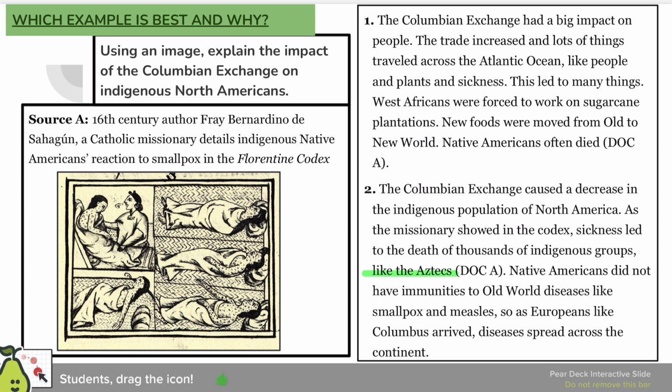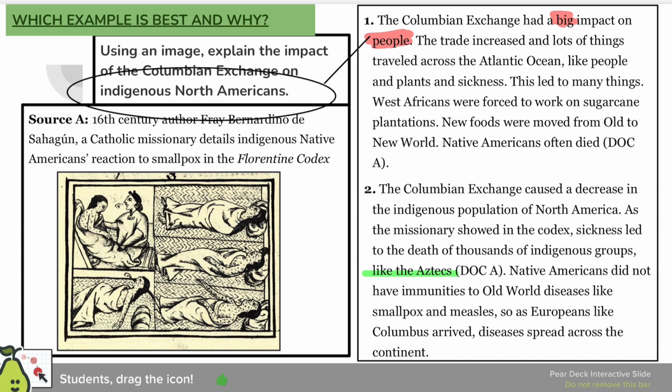So let's look at number 1, which it looks like we said was the bad one. The Columbian Exchange had a big impact on people. What's wrong with that? It's vague. It's incredibly vague. A big impact? Okay. And then it says on people. Well, who? The prompt specifically says the indigenous peoples of North America. People could refer to anybody. Are we talking about people from Asia, people from Africa, people from Europe? No, we're supposed to talk about people from the Americas.